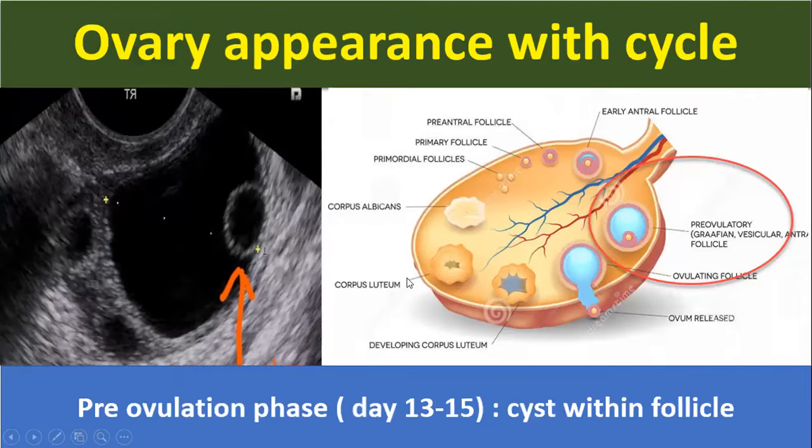And then this is when the ovulation is imminent. That's to say, it's just about to happen. Here, you see the appearance of a cyst within a cyst. This is the follicle with the ovum inside. So here the ovulation is just about to happen. This is the ovum and the secondary oocyte inside it. So this is the pre-ovulatory stage, where ovulation is just about to happen. So if you are doing folliculometry, then this is a sign that ovulation is just about to happen.